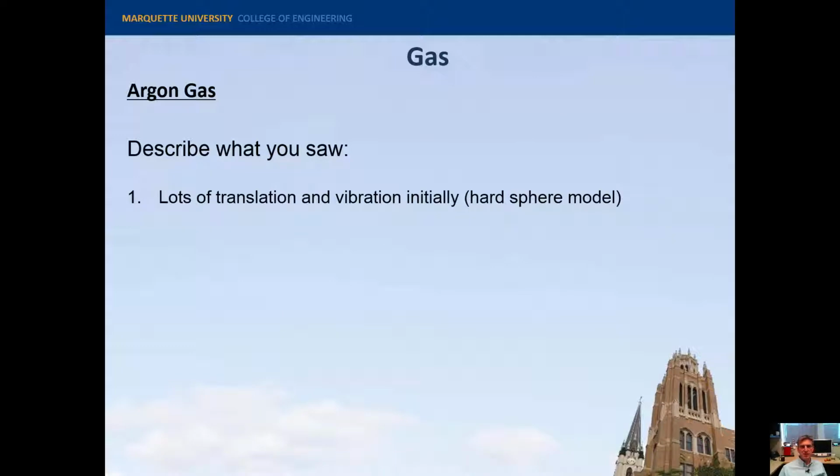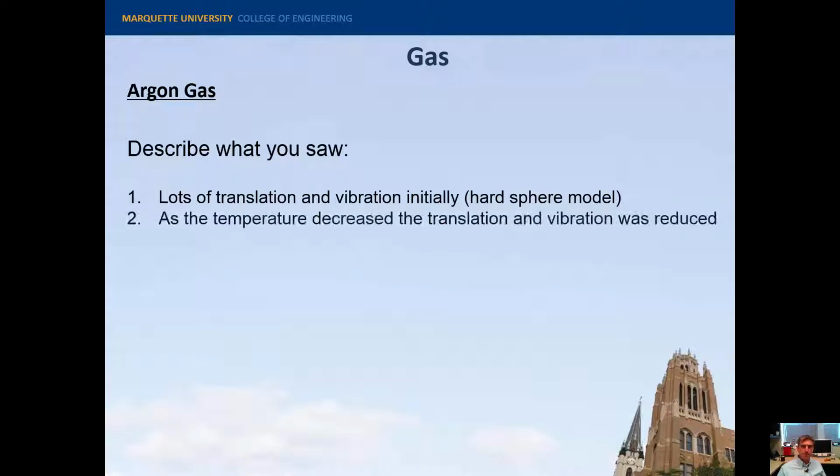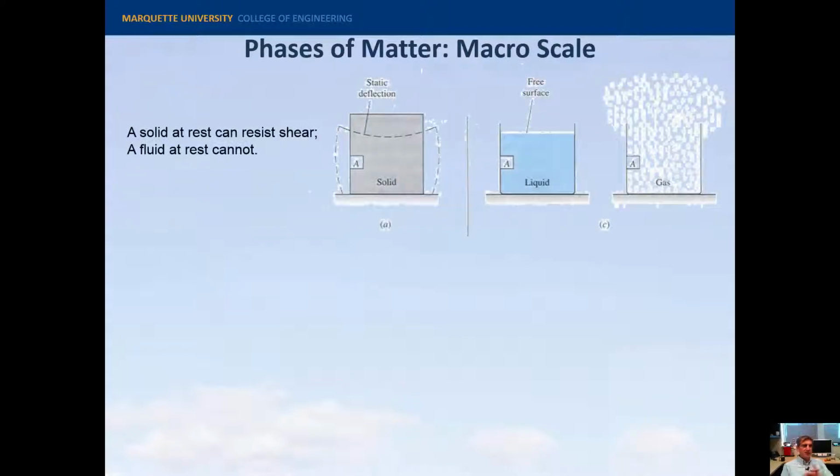Lots of translation and vibration initially, known as the hard sphere model, so little potential forces between them. And as the temperature decreased, the translation and vibration was also reduced. This class is not going to focus on the molecular dynamics at all, but I thought I'd give you a brief taste of it, because we will at times refer back and forth, especially when we do compressible flows.